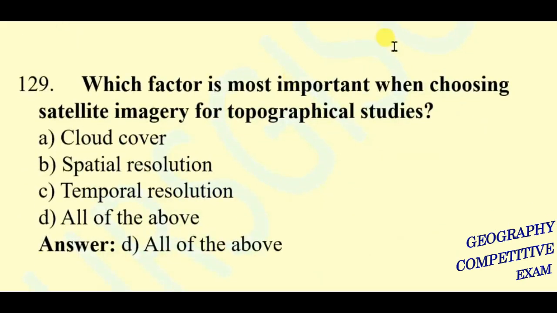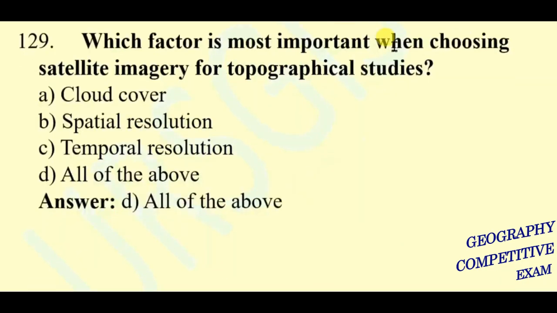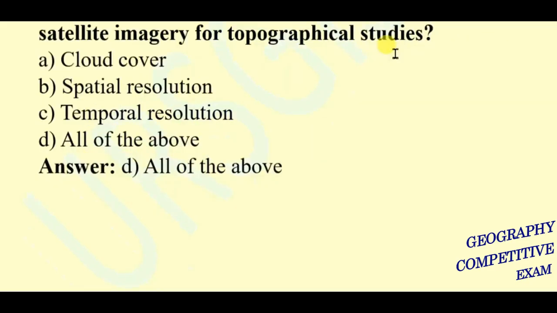Question 129. Which factor is most important when choosing satellite imagery for topographical studies? Cloud cover, spatial resolution, temporal resolution. Here the right answer will be all of the above, meaning cloud cover, spatial resolution, temporal resolution also.